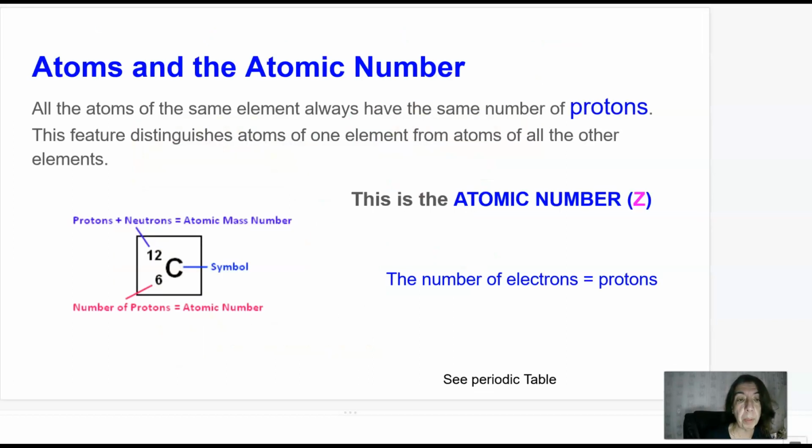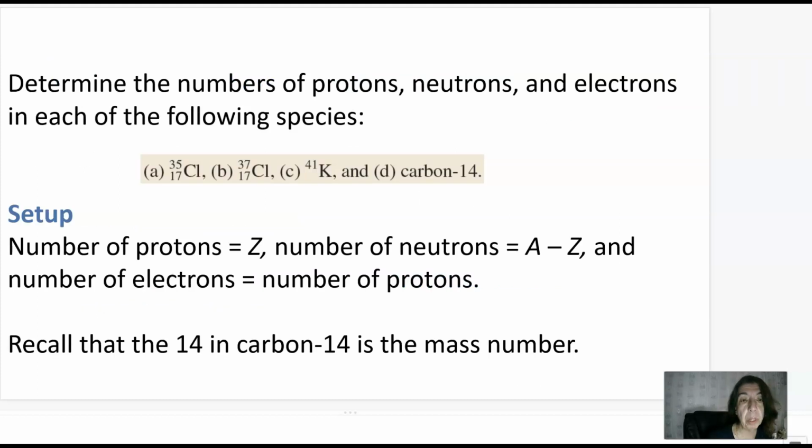And let's look at carbon again. So the symbol is carbon. It's in the center. Carbon always has 6 protons, and that's why it's atomic number 6. So it also has 6 electrons because the number of electrons and protons are the same. And then the number of protons and neutrons add up to the mass number, which is 12. And you can look at these for any atom on the periodic table. So you can look at the numbers, and from these numbers determine what you need to know.